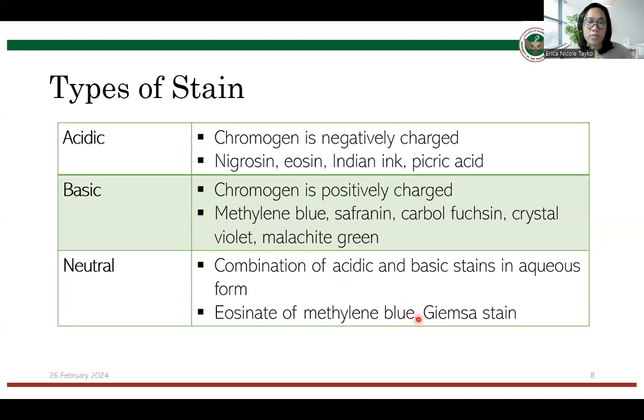Later we'll look at the structure of your bacterial cell, and we'll see that generally your bacterial cells are negatively charged. So if your chromogen is negatively charged, naturally it will repel the cells that are generally negatively charged as well. That's why we say the stain is acidic, because its chromogen component is negatively charged, meaning it has H plus ions.